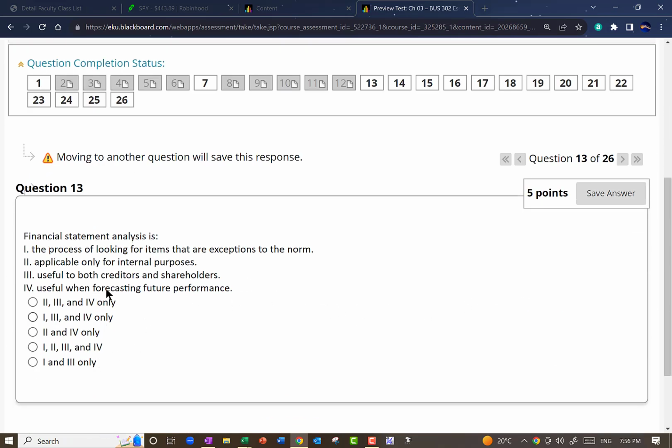We didn't talk about this, but it's the process of looking for items that are exceptions to the norm? No. Applicable only for internal purposes? No. Useful for both creditors and shareholders? That is true. Useful when forecasting future performance? That is also true. So it should be 3 and 4. Oh, maybe 1, 2, yeah.